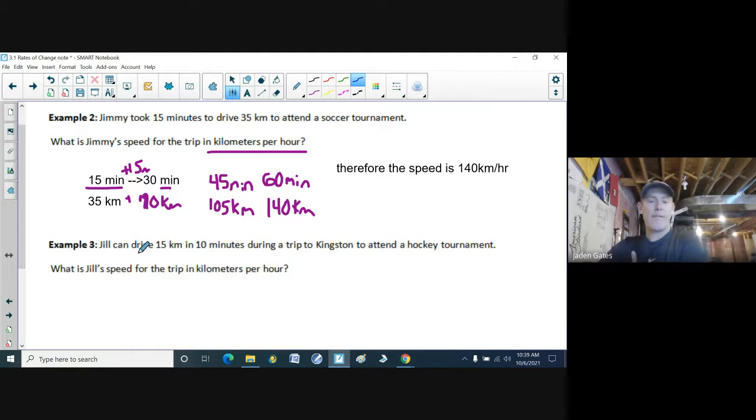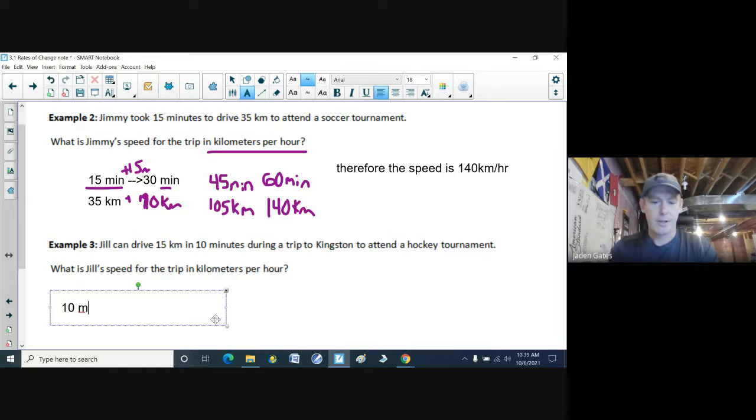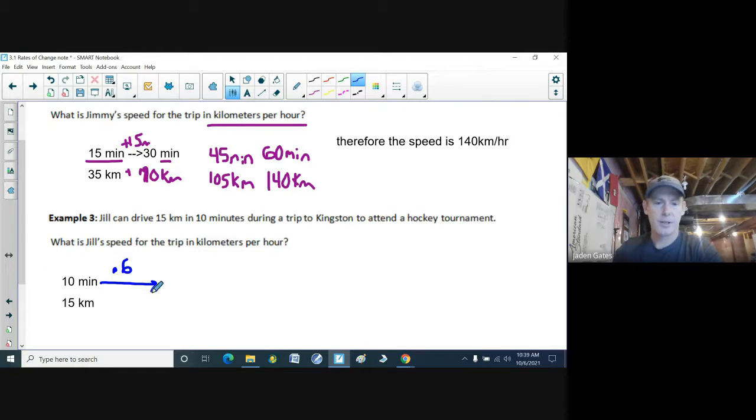Jill can drive 15 kilometers in 10 minutes during a trip to Kingston to attend a hockey tournament. What's her speed in kilometers per hour? Well, again, in 10 minutes, Jill travels 15 kilometers. But I know that I can get to 60 minutes real quick by multiplying by 6. That'll get me 60 minutes.